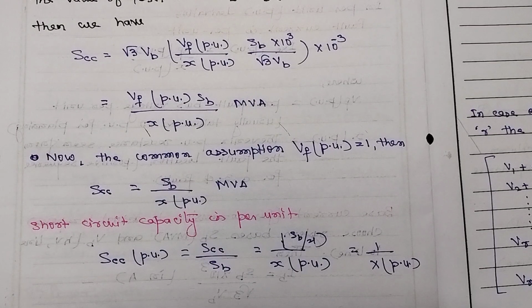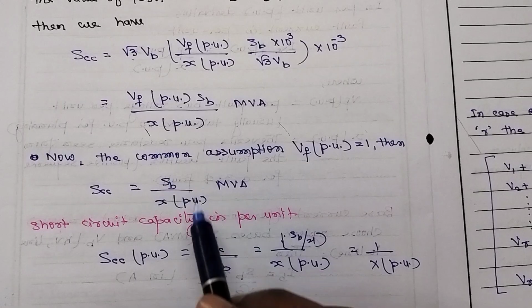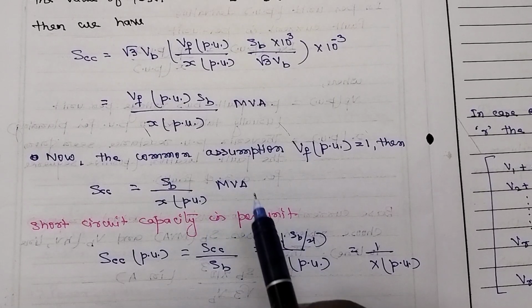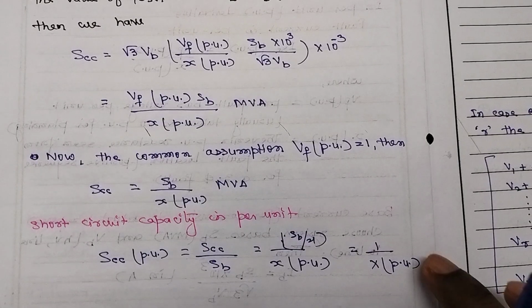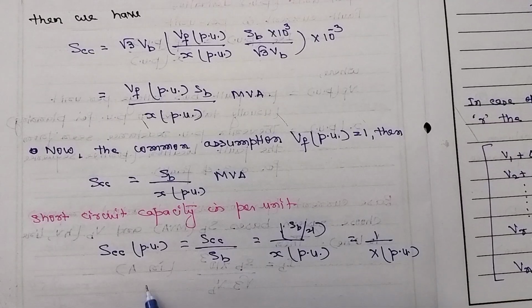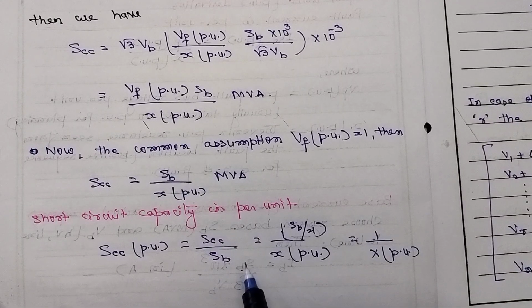So in planning a study, we usually take the pre-fault bus voltage as 1.0 per unit, then go to the design formula, that is the SCC will be equal to SB by X per unit. So the final step is SCC in per unit is equal to SCC by SB, which is equal to VF per unit divided by X per unit.